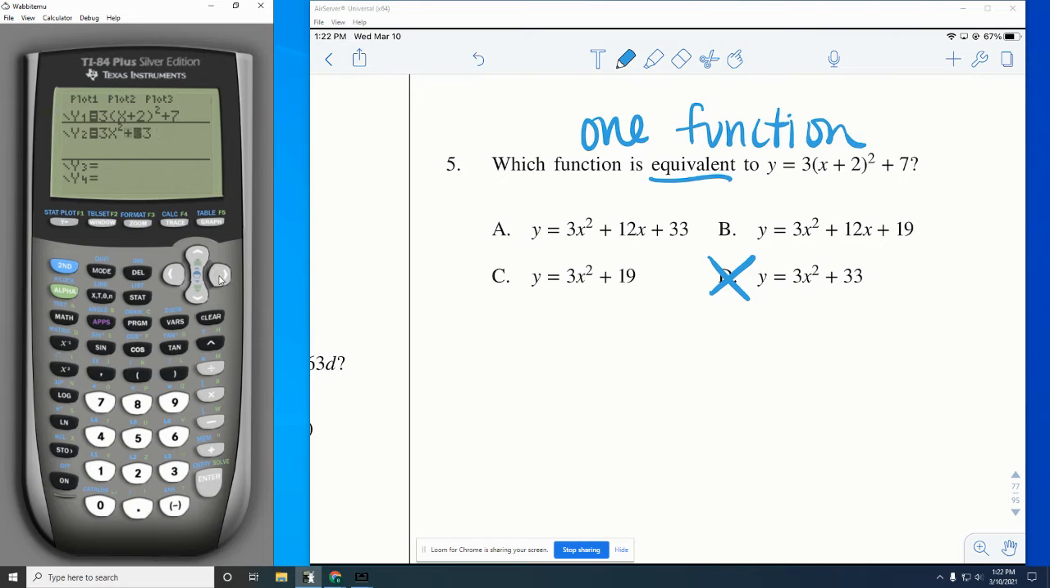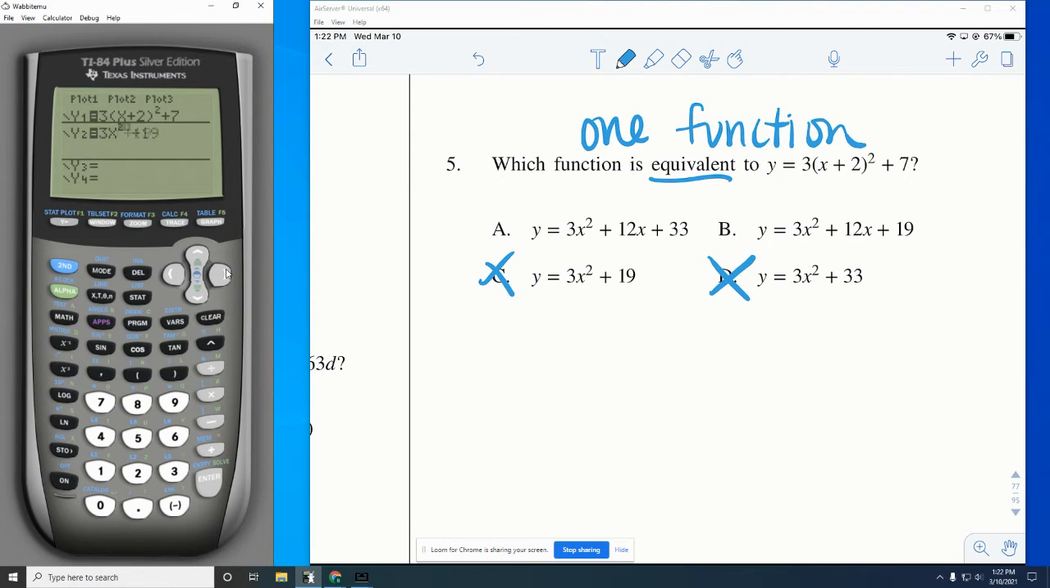So let's go back to C. Click graph. Here's my first function. Oh, there's a second one. So C is not correct. Also, remember, you can look at the table. You would need these y values to be the same. So if you're having trouble seeing them, you can use a table and compare your y values.